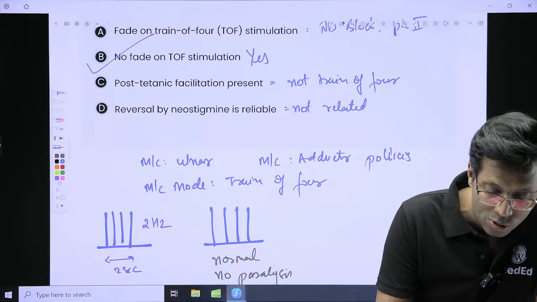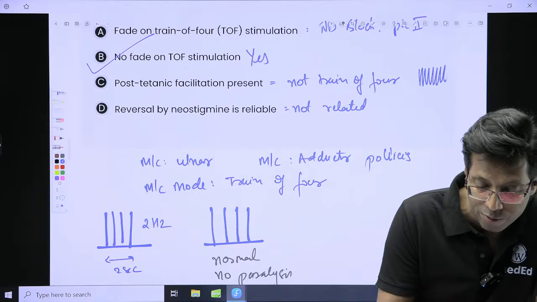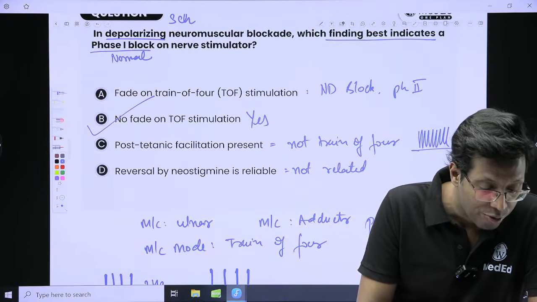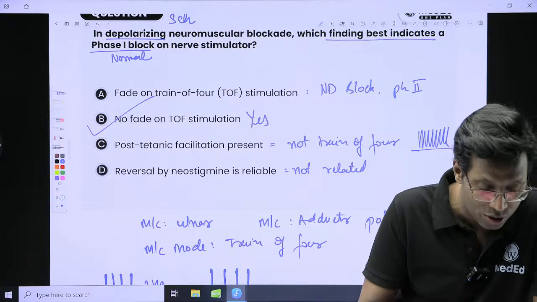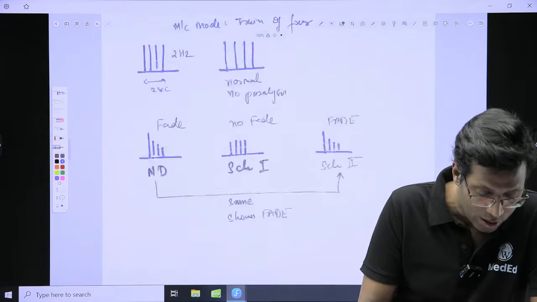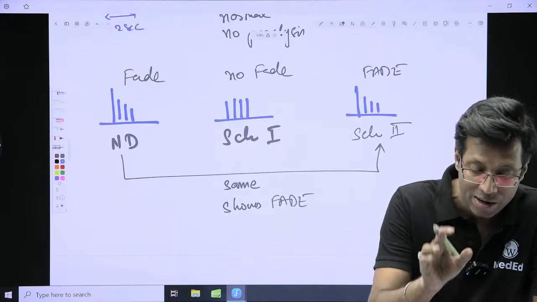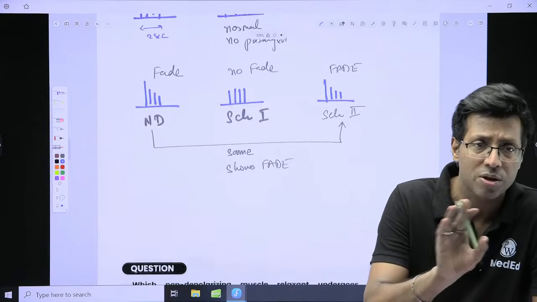It is tetany mode. Tetany means this, what you have studied in first prof, methods of stimulation. So the correct answer here is no fade on train of 4 stimulation. That is the answer. Fade normally is seen in non-depolarizing and phase 2 block. Okay. This much is sufficient. No too much details.